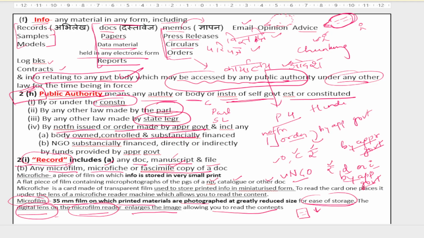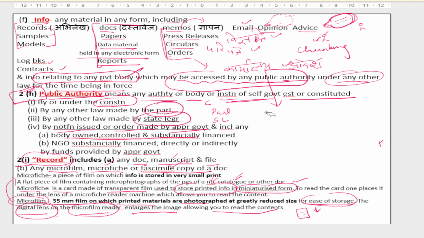Now microfiche, it is very similar to a microfilm. Microfiche is a card made of transparent film used to store printed information like newspaper, catalogue, other documents in miniaturized form. And to read this card, one places this card under the lens of a microfiche reader. Suppose this is the reader. So this is a microfiche reader and this has got a lens in it. Under this lens, the card will be placed.